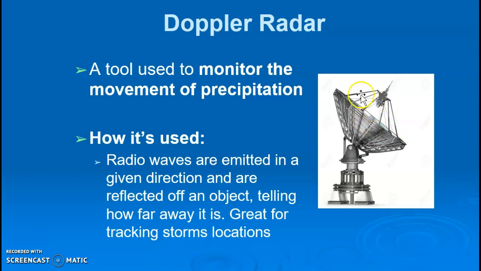So for instance, this is the Doppler radar. So they will emit radio waves, and those radio waves will be reflected back to this Doppler radar once they hit rain or a storm in that particular area. So this will give the meteorologist an idea where exactly the storms or heavy rain are.